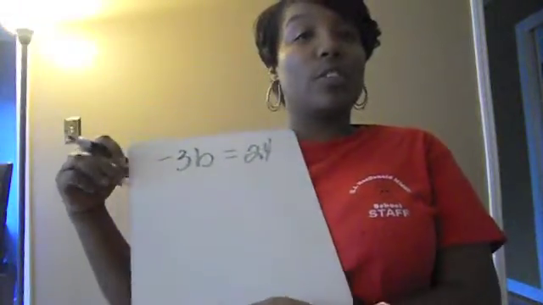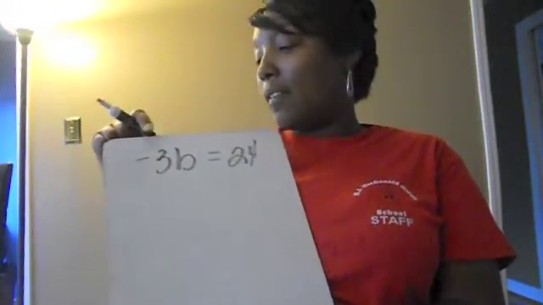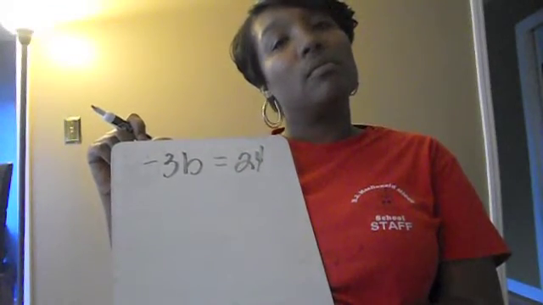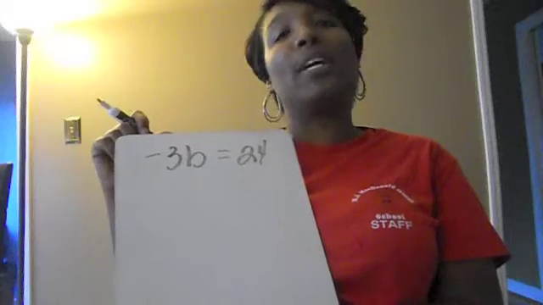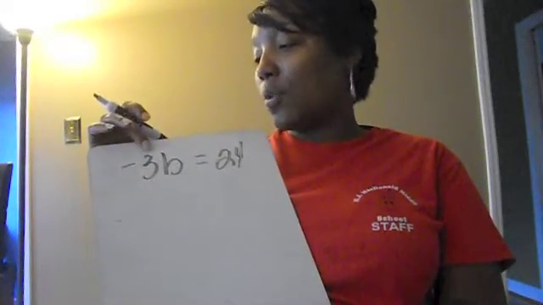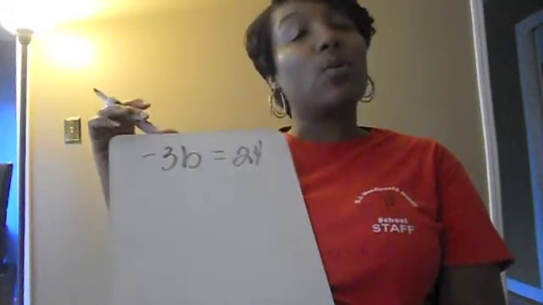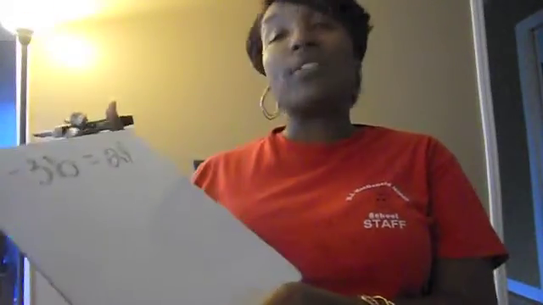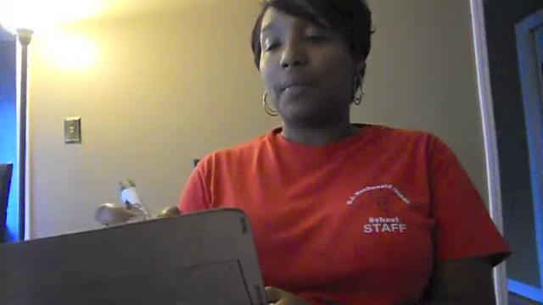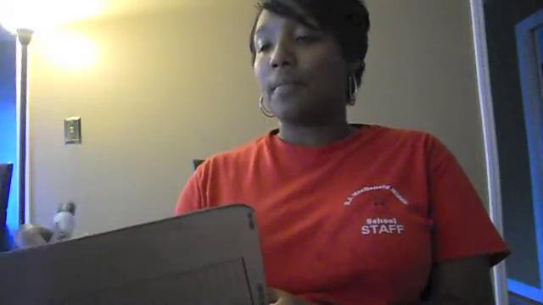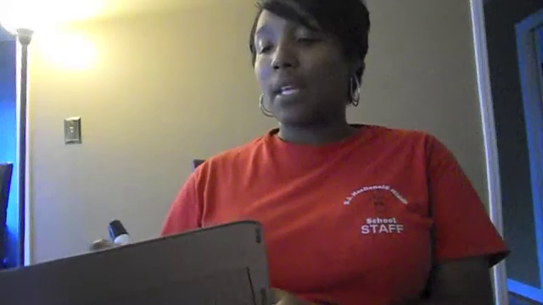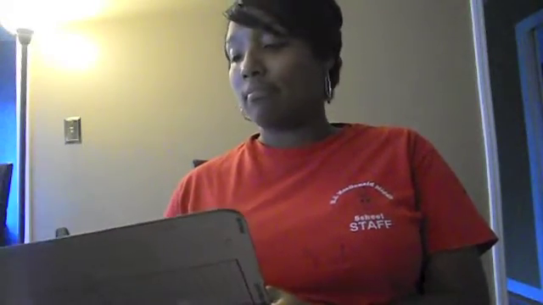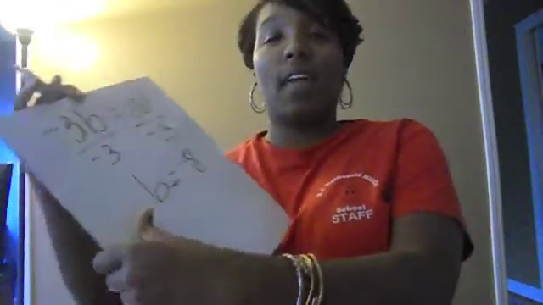Next example. Let's see if you can do this one yourself. Negative 3b equals 24 is the example. When you read it, negative 3 times b equals 24. So the problem tells us to divide both sides by negative 3. Therefore, b is negative 8.